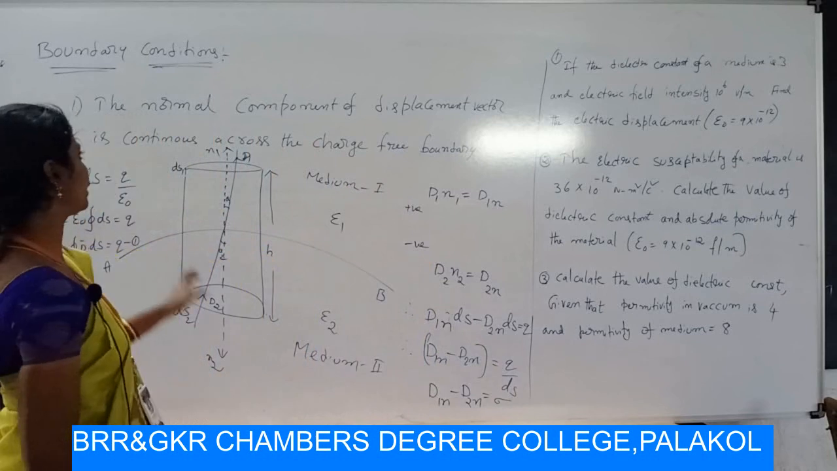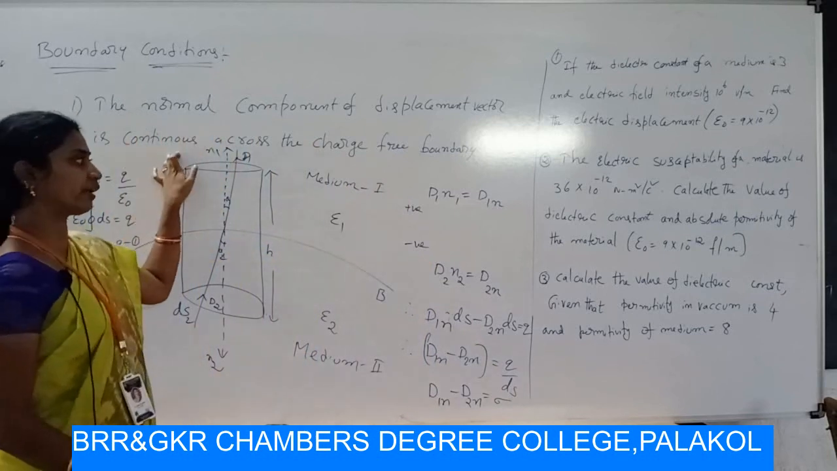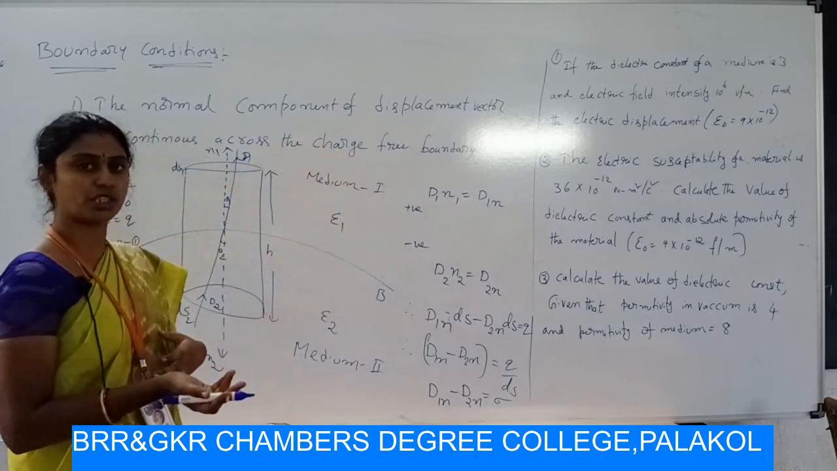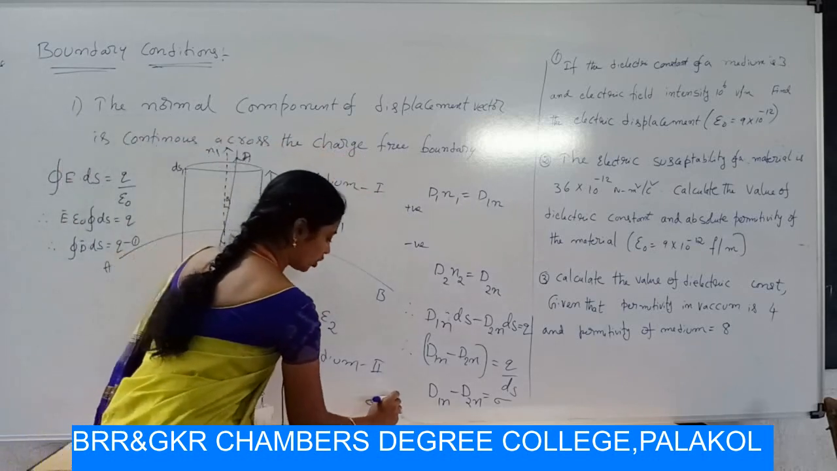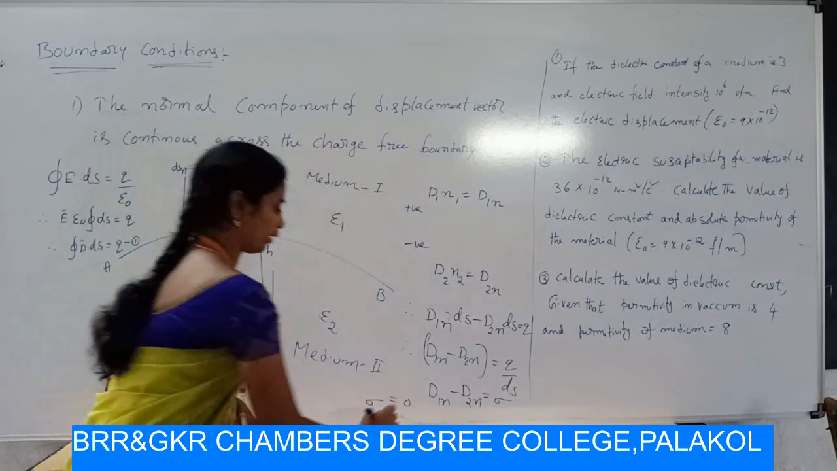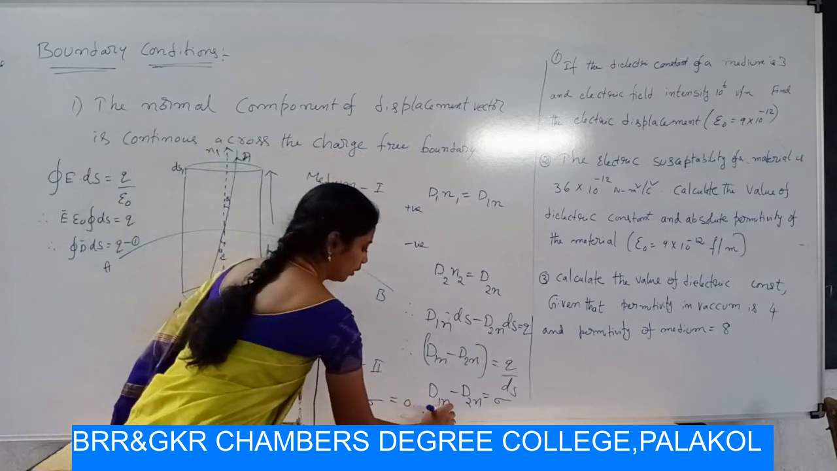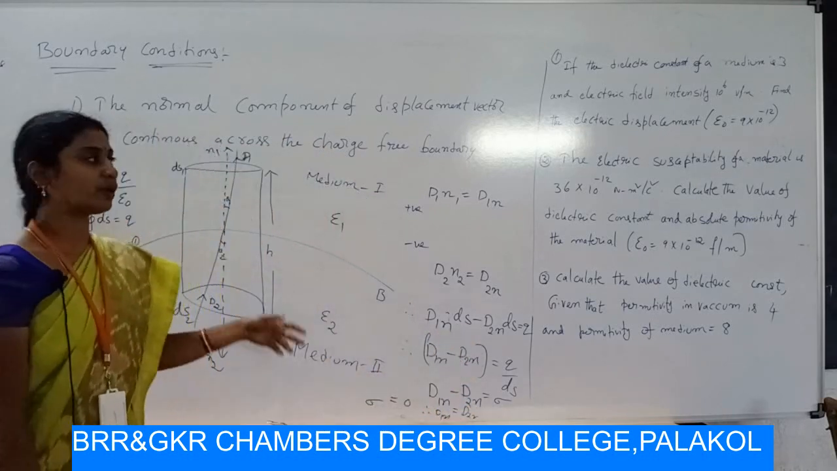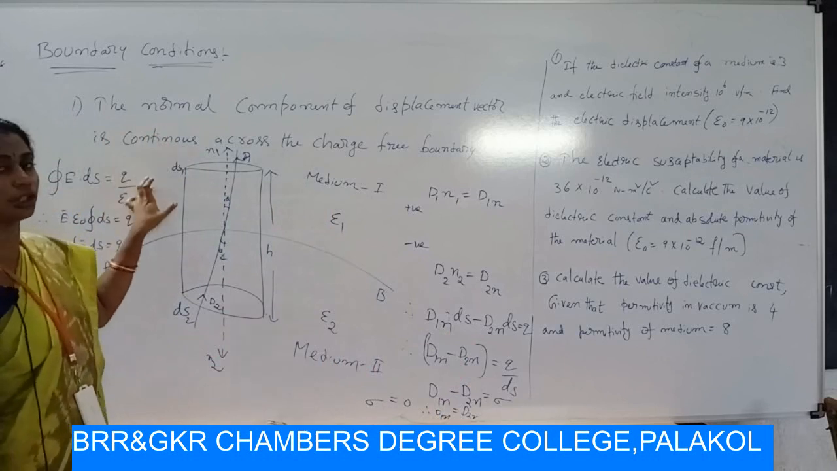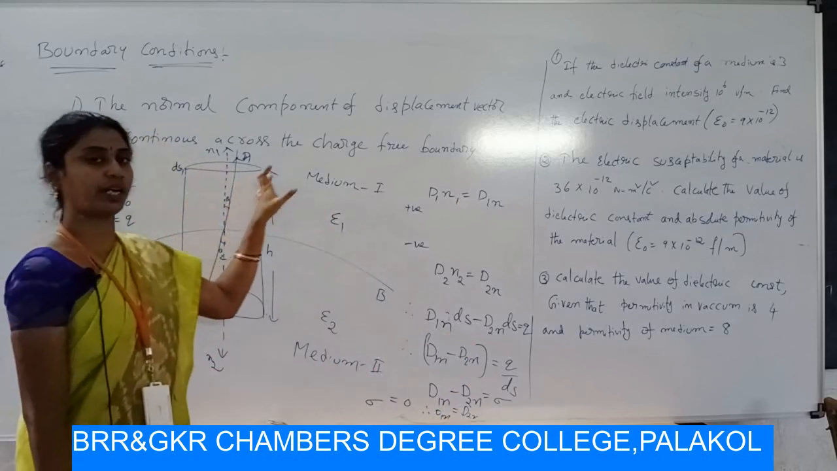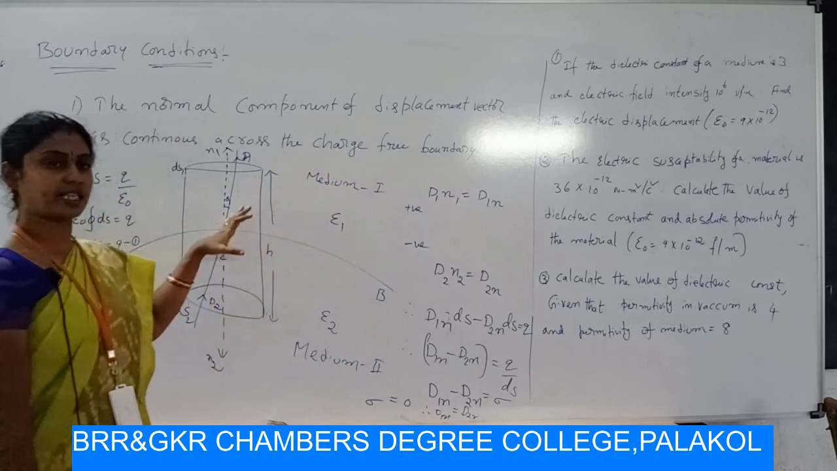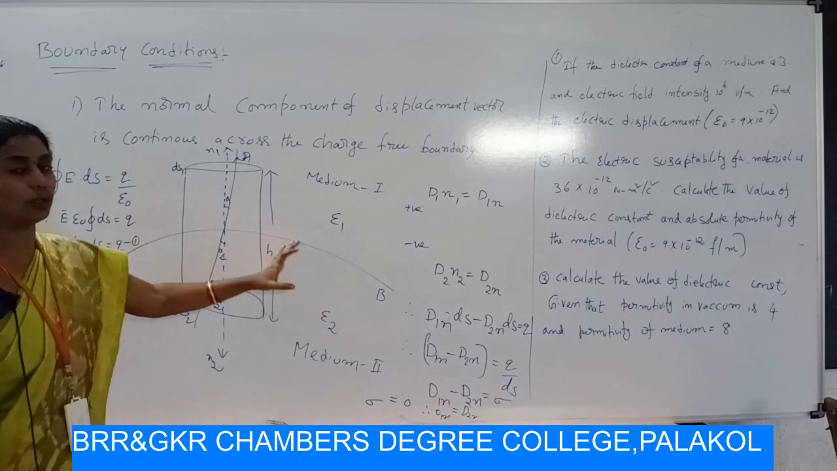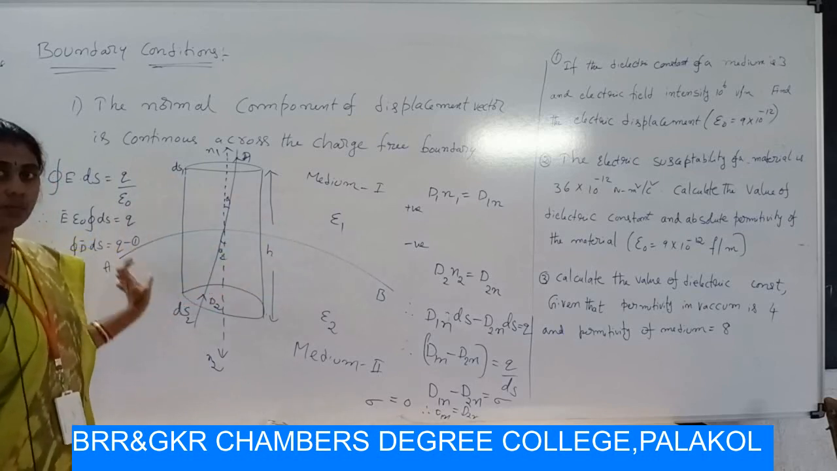Our statement is that the normal component of the displacement vector is continuous across a charge-free boundary. Here the boundary is charge free, which means sigma is zero. Then this equation becomes D1n equals D2n. So the normal component of the displacement vector is continuous across the charge-free boundary, as explained by considering this pillbox-shaped area whose end faces are parallel to the boundary line.